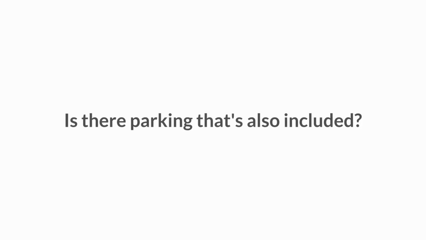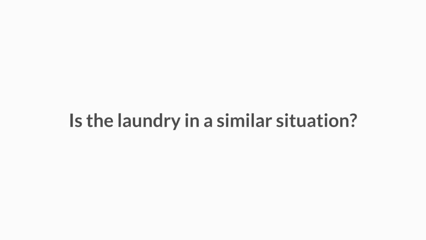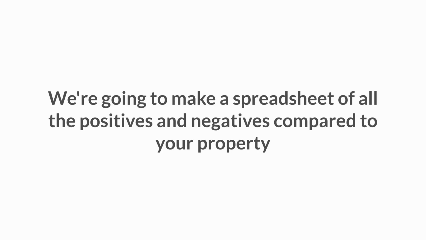We're going to try to figure out, again, that comparison of, is there parking that's also included? Is the laundry in a similar situation? And we're going to look at these comps and try to make a determination. And we're going to make a spreadsheet of all the positives and negatives compared to your property. And with these multiple comps, we typically want anywhere between 3 and 5 different comps, where they're going to show you on this spreadsheet what we suggest for our price.